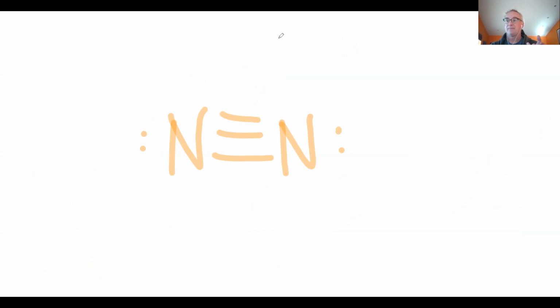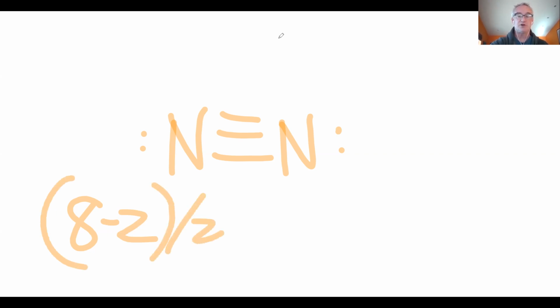Nitrogen looks like that. And when you do your orbital diagram, you should get 8 electrons in bonding orbitals and 2 in anti-bonding orbitals. And so you should get a bond order of 3. Should.